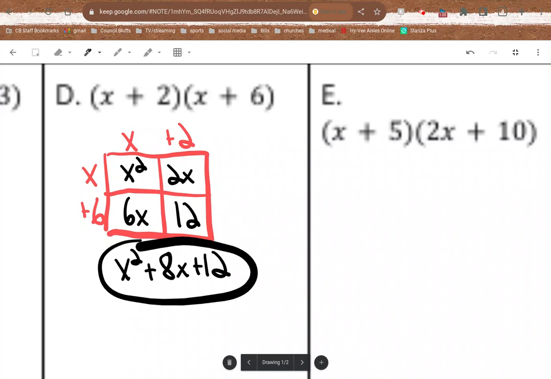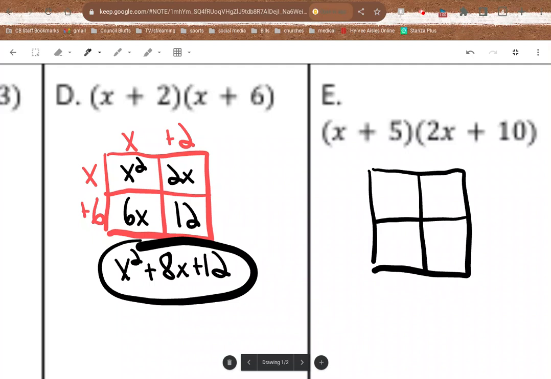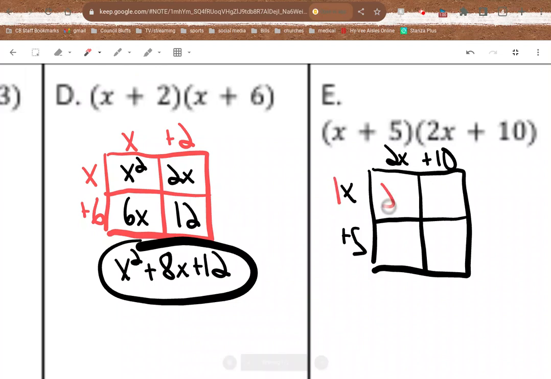And then lastly, E. All right, E is basically the same problem, just different numbers. So again, I'll create a 2 by 2 box. And let's see, I'll do x plus 5 over here. And I'll do 2x plus 10 up here. And I'll multiply it out again. So 2x times 1x. So 2 times 1 is 2. X times x is x squared.